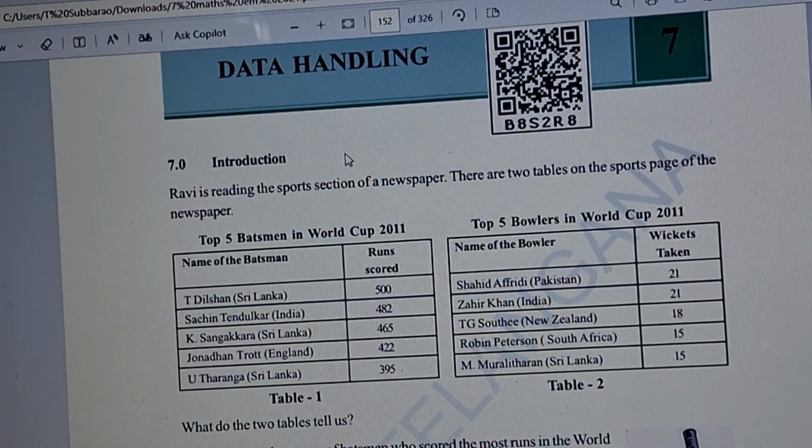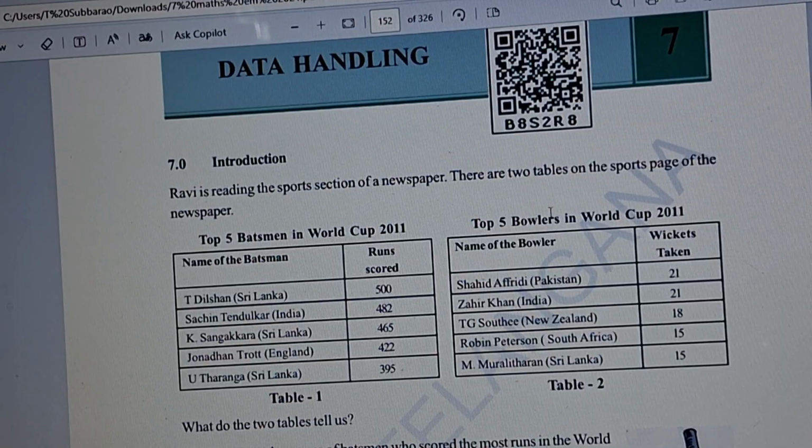Now I am doing 7th class new chapter in maths, that is data handling, that is 7th chapter. So here you have got an introduction for this. It is the textbook, children, which I am showing. Ravi is reading the sports section of newspaper. There are two tables on the sports page of the newspaper. See, table 1 and table 2.